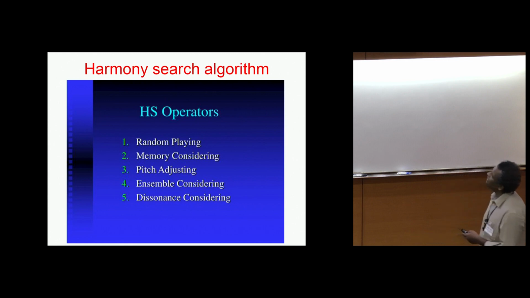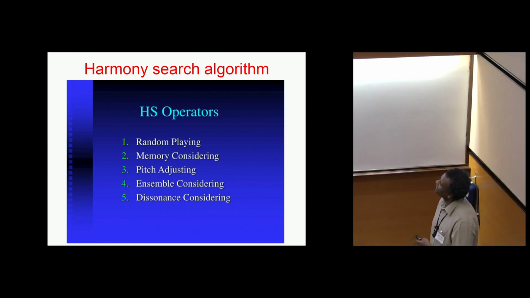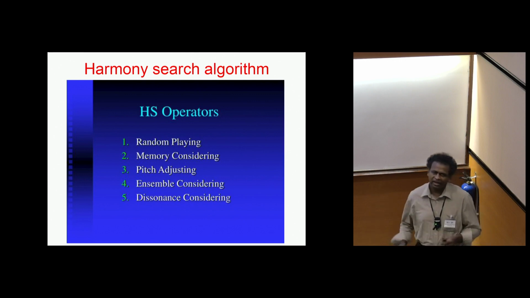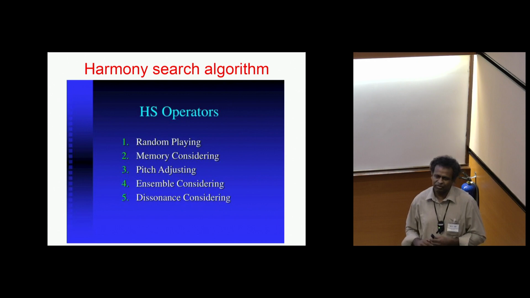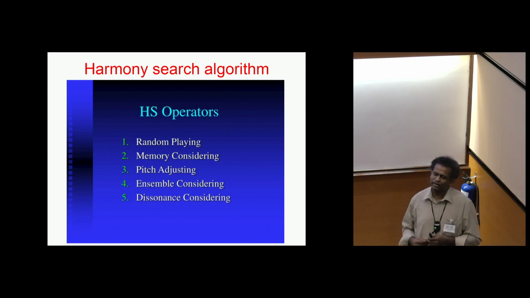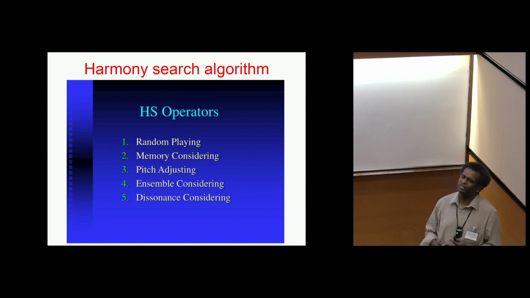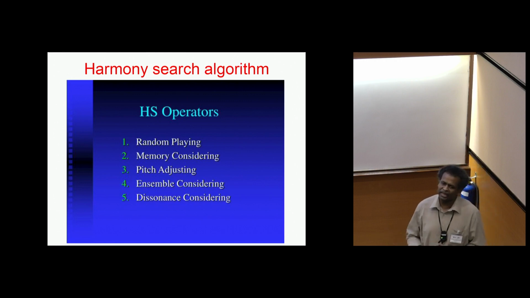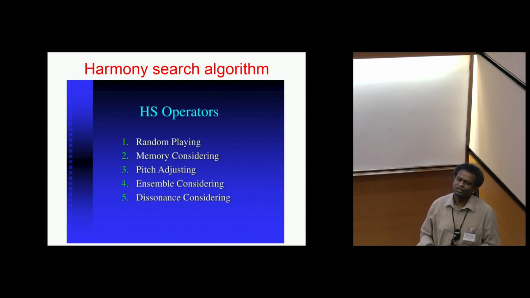So HS operators: random playing, memory consideration. Actually, harmony search is not so good for real valued optimization. Their performance is not good, but they are okay for combinatorial optimization. The reason is that in combinatorial optimization, the real work is done by local search heuristics. So when you apply different swarm and evolutionary algorithms, you may not see significant difference in performance. They all perform reasonably well.